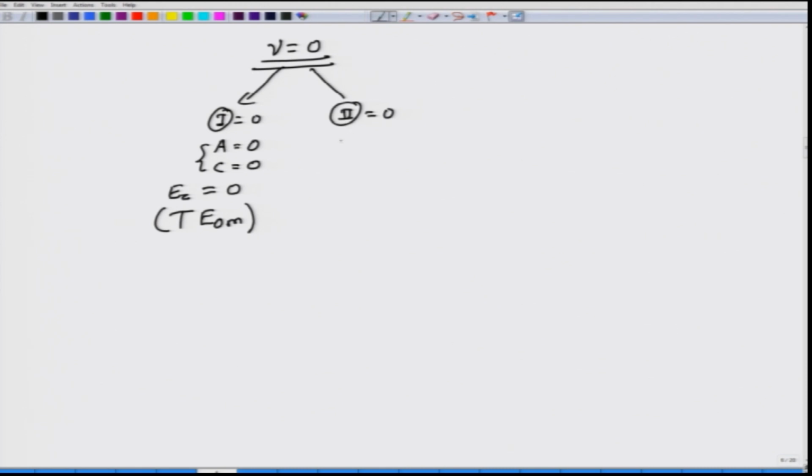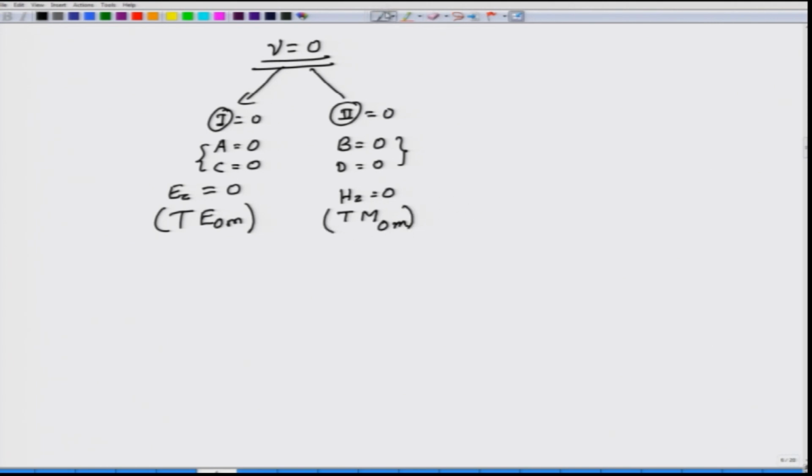Similarly, when term 2 equal to 0, this leads to the condition that B equals 0, which also means D is equal to 0, which further implies H Z equal to 0, and what you get are the transverse magnetic order 0 small m modes. So, what you get are the TE and TM modes.